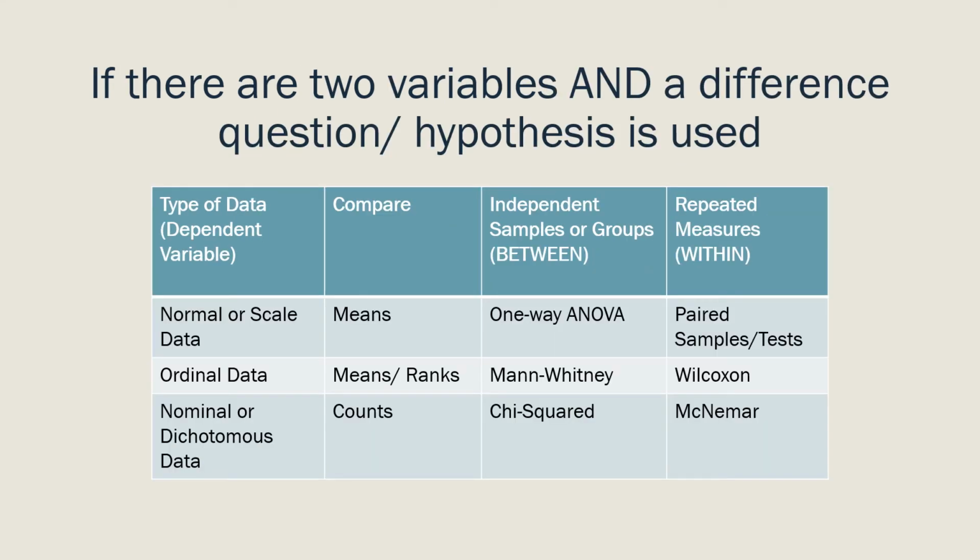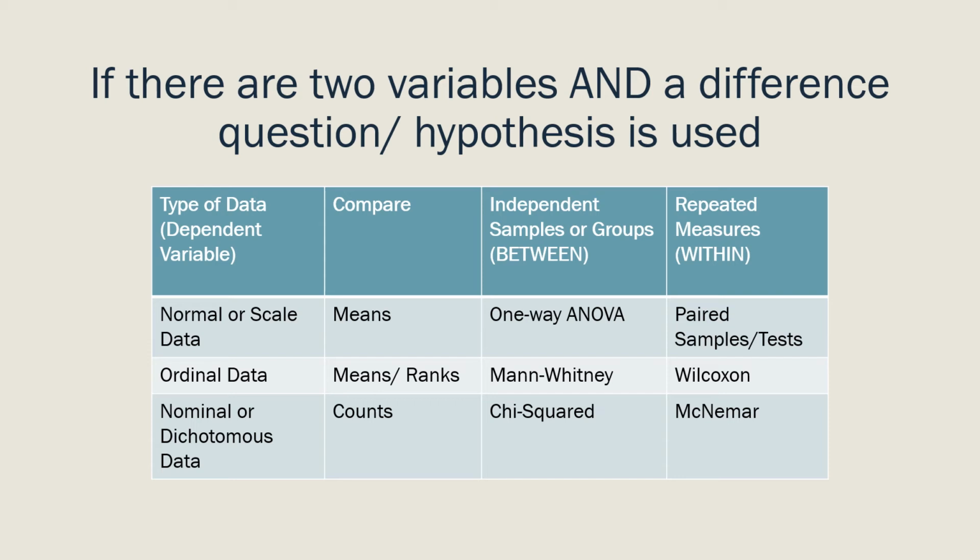Now, if you have only 2 variables, one dependent, one independent, and you are using a difference question, so notice you need 2 variables and a difference question, then you want to look at the type of data the independent variable is. This will determine what test is recommended you use. Now, if you are looking at independent samples, your test will be different than a repeated measure.